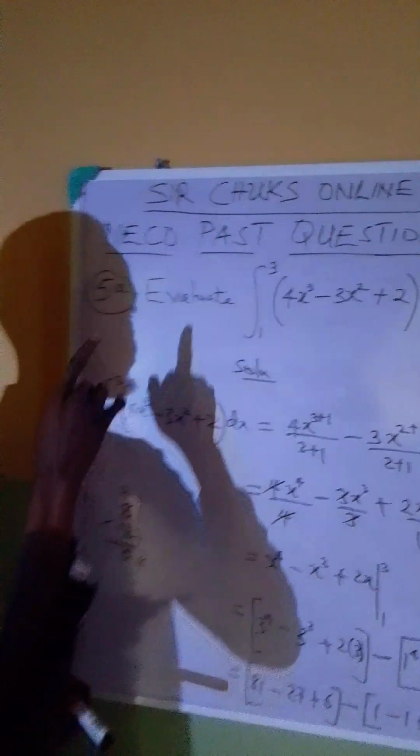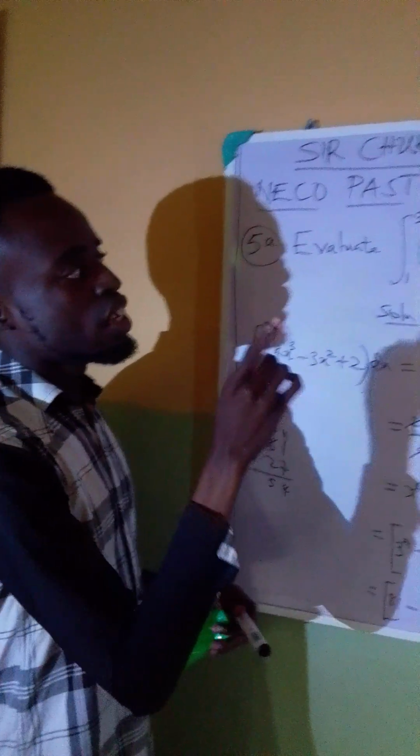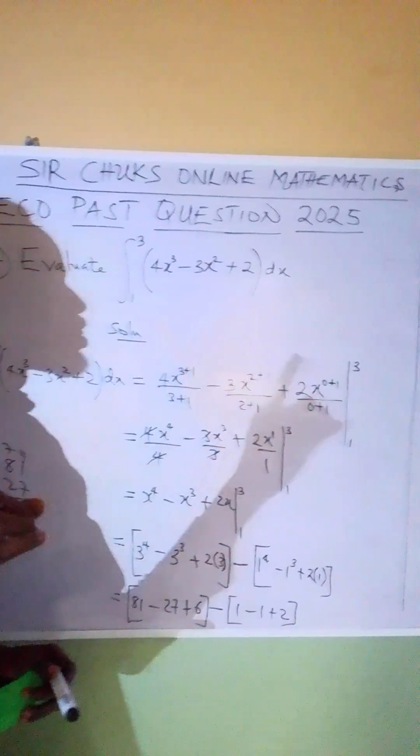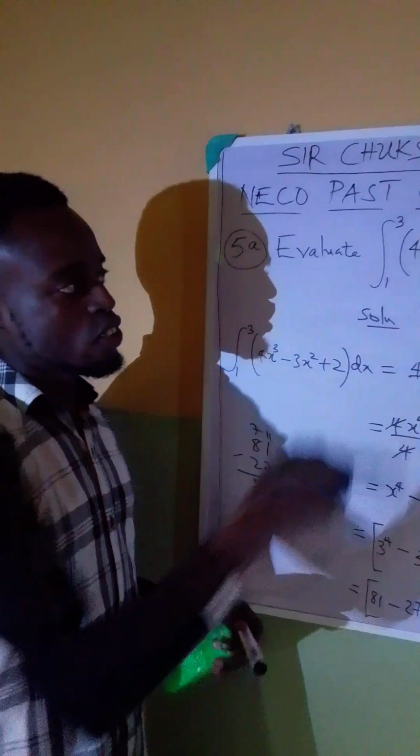Alright, so for those of you that wrote NECO yesterday and you didn't get 58 as your answer for question number 5A, it means that you failed it. Alright, so take note of that.